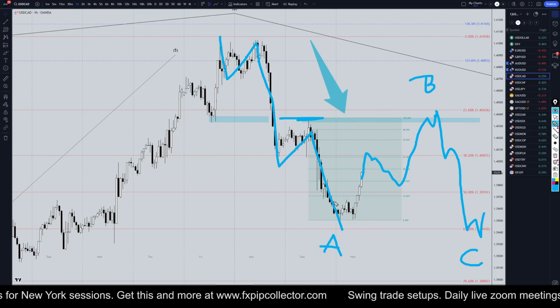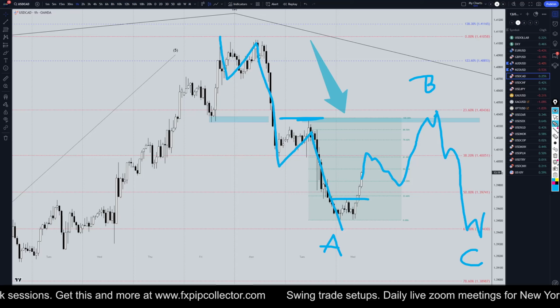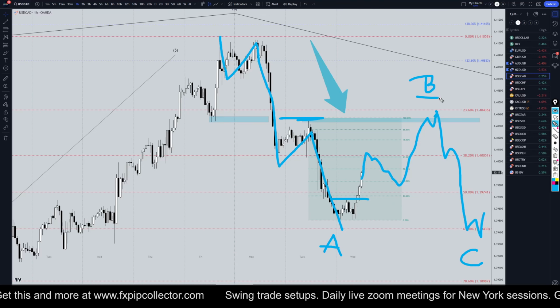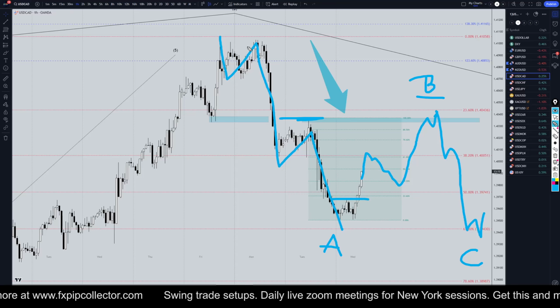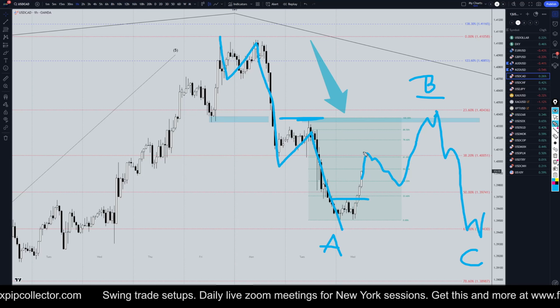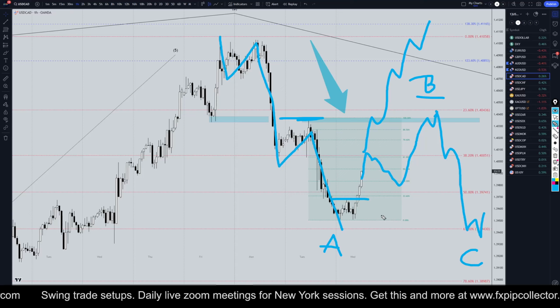So we definitely did get a break to the upside, so I would be looking for longs. I would be expecting this move up to be a correction to the move down like a wave B. But while you're looking for longs, if it just keeps on going and going, that's really good news for us.